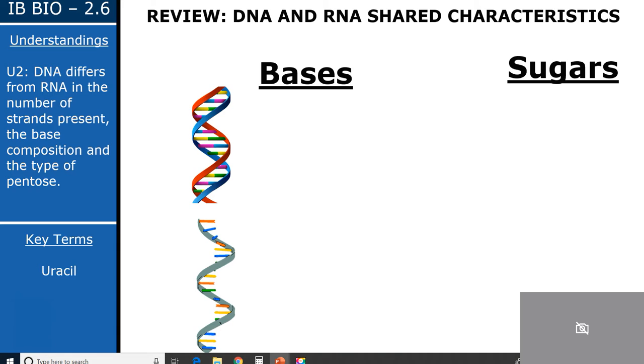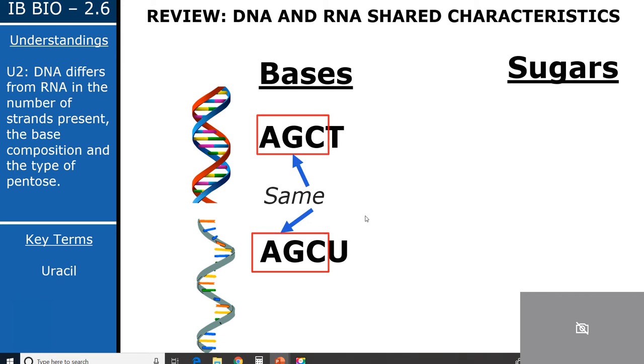There are some shared characteristics between DNA and RNA. Each of these nucleic acids has 4 different bases. In the case of DNA, it's A's, G's, C's, and T's. And in the case of RNA, it's A's, G's, C's, and U's. So both of them have A, G, C in common, and both of them are polymers of nucleotides.